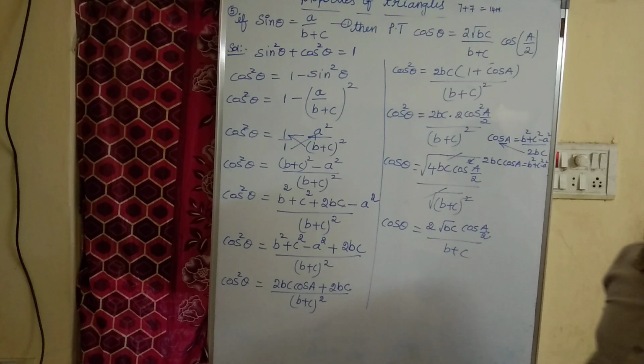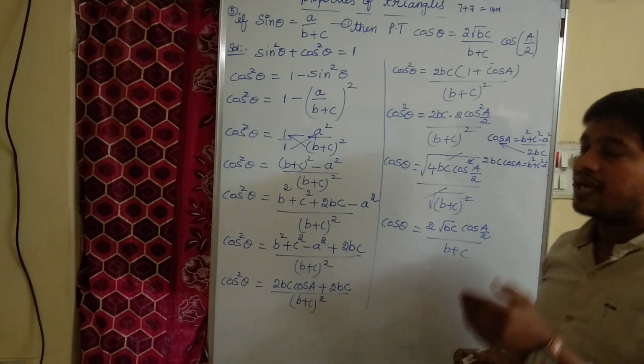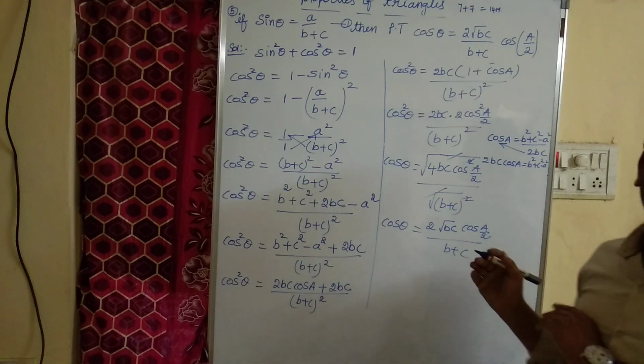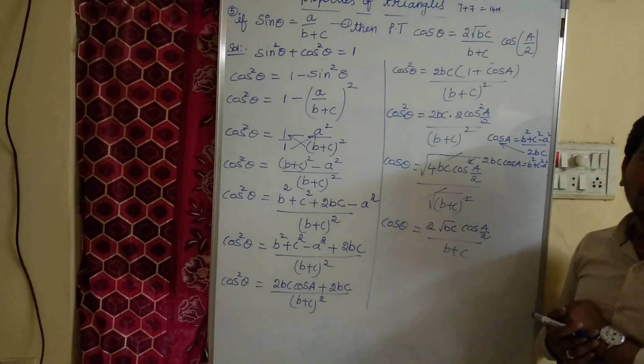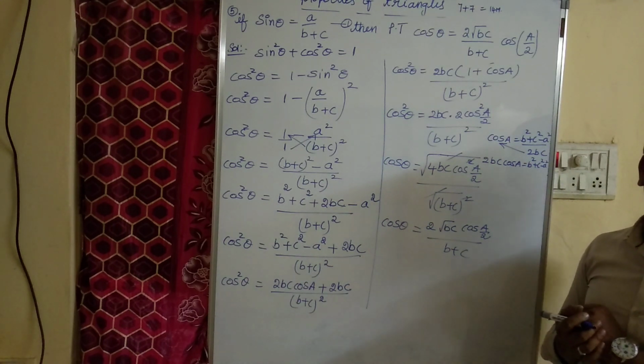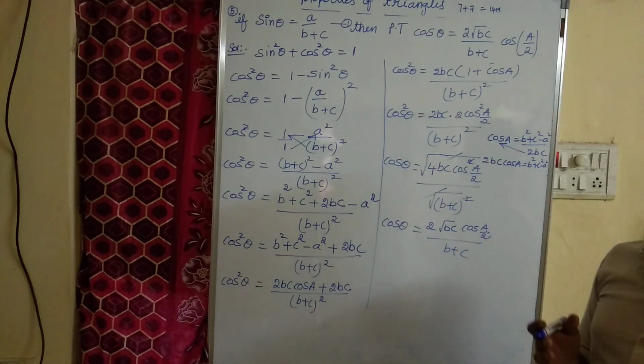So the previous problem and this problem, both are the same. The thing is here, sin theta is given, they are asking to find cos theta. Whereas in problem number 4, cos theta is given, they are asking to prove sin theta. Yes children, I hope you understood problem number 5 as well.